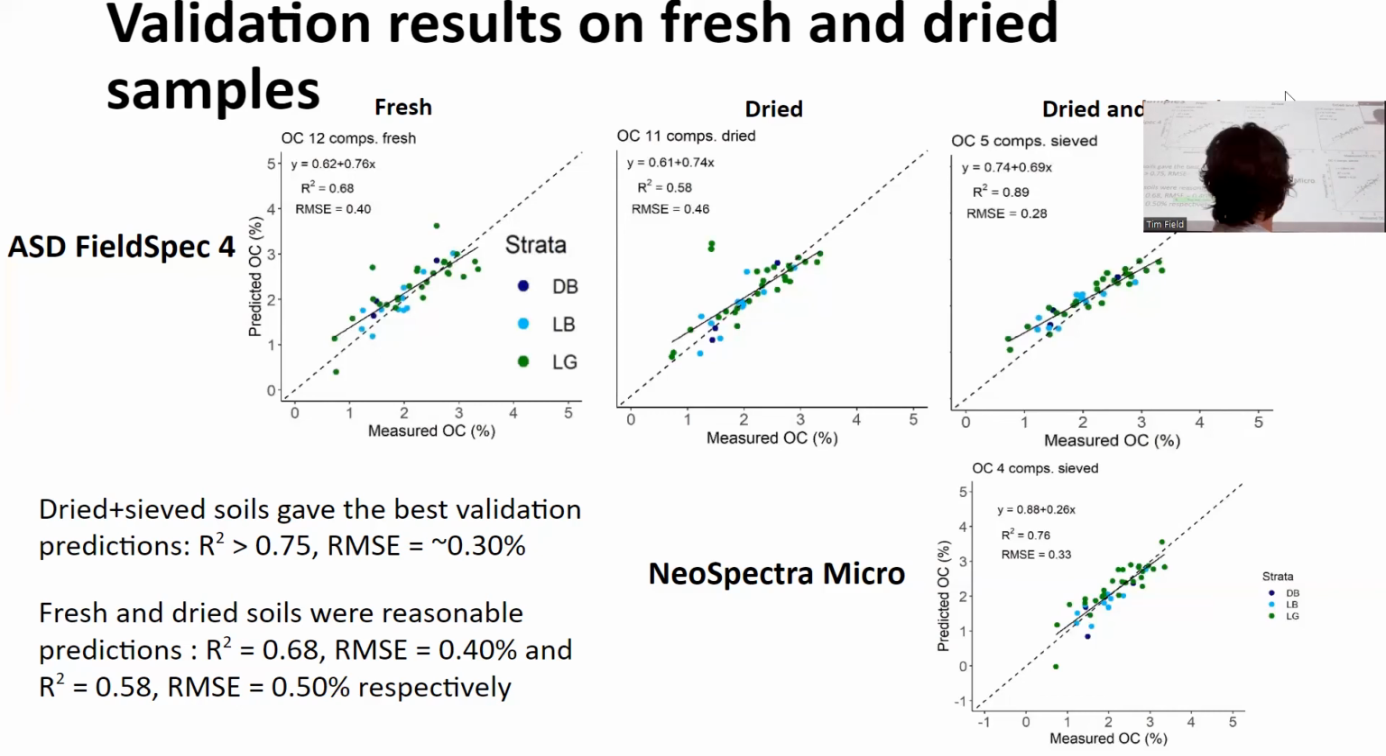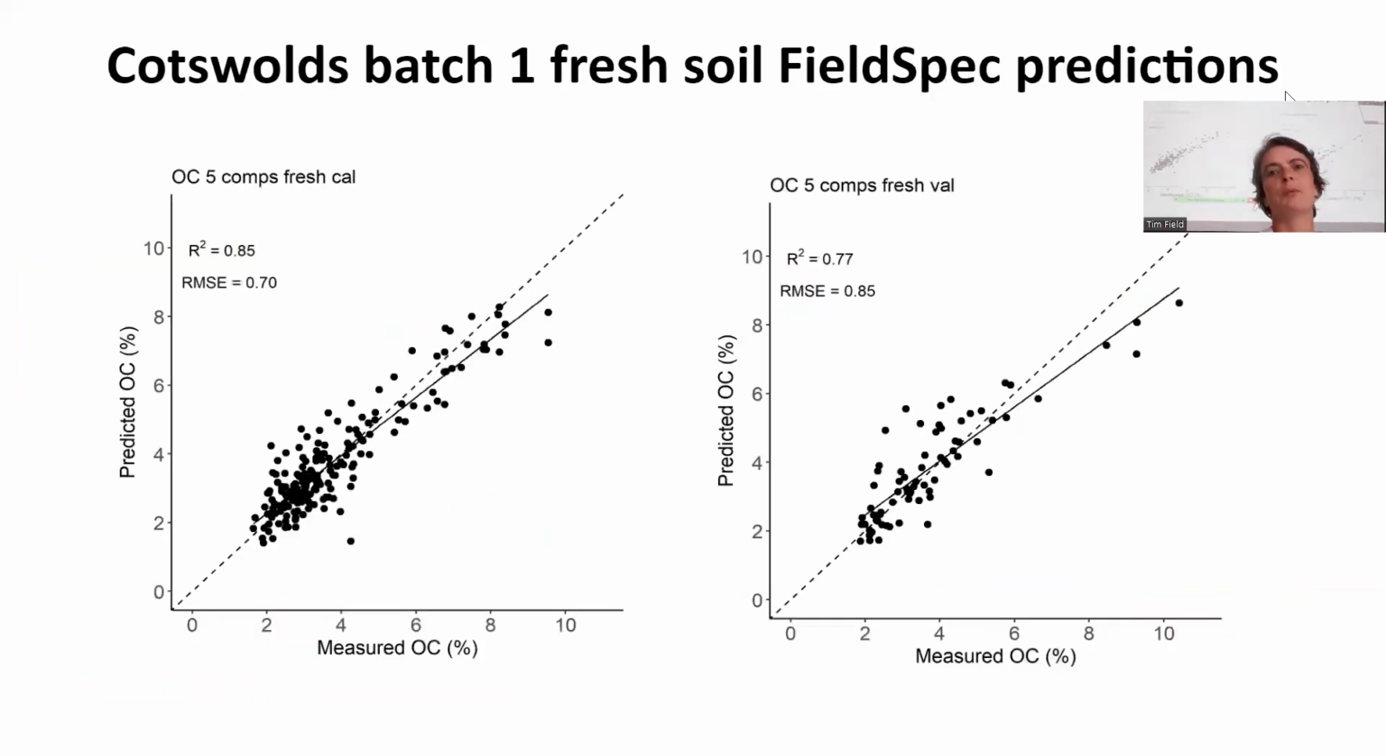And these are some very preliminary results from your soils. So I haven't got very far. This is just with the larger spectrometer, and these are the fresh soils. So nothing done to them, just dug up out of the field and scanned directly with the spectrometer. And we're getting, in the validation set, which is the one on the right, the validation soils are completely separate to those that were in the calibration set.